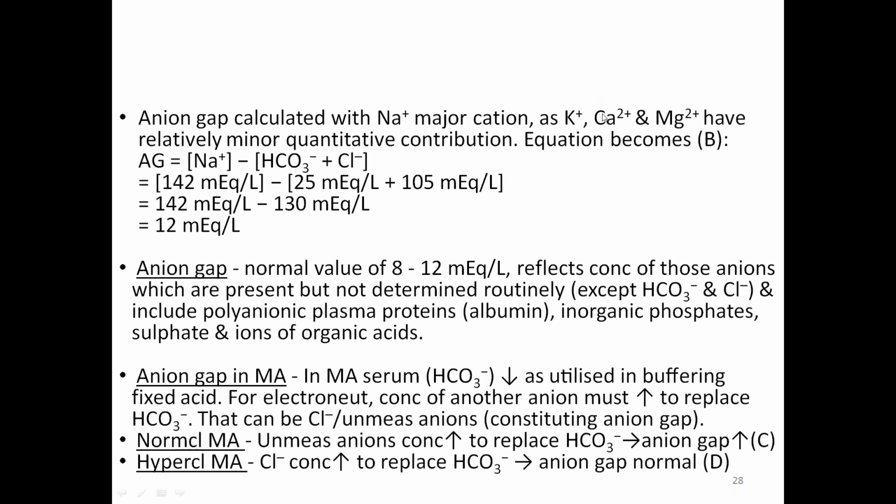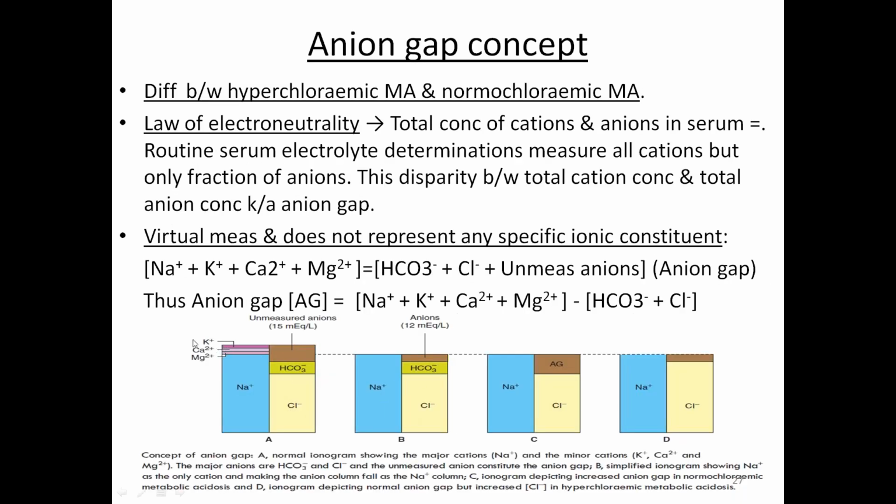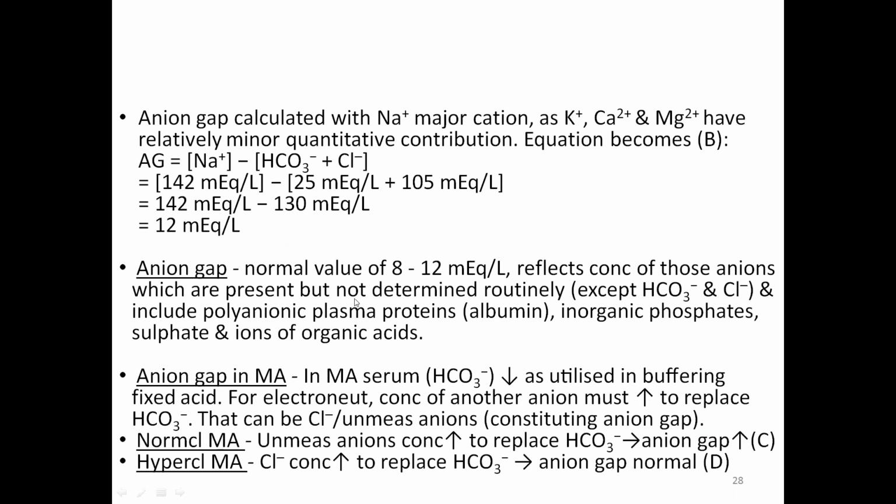Now if you look at this equation here, they have removed the ones which we said are present in insignificant quantities. So this is equation B in the figure. This value reflects the concentration of those anions which are present but not routinely determined, except bicarb and chloride, and they include polyanionic plasma proteins like albumin, inorganic phosphates, sulfate and ions of organic acids.